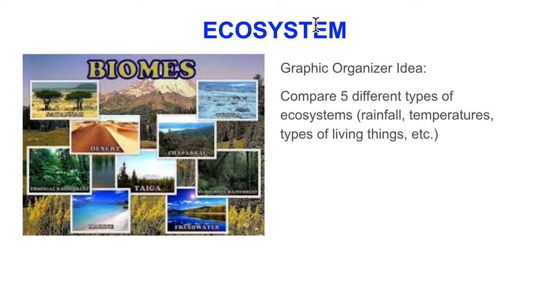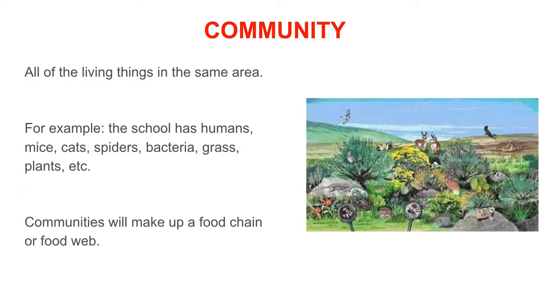What I would do for a graphic organizer here would be to pick 5 ecosystems or biomes and compare them. What makes a desert a desert? What makes the taiga a taiga? And that'll help you learn a lot, and it'll also help in your geography class.